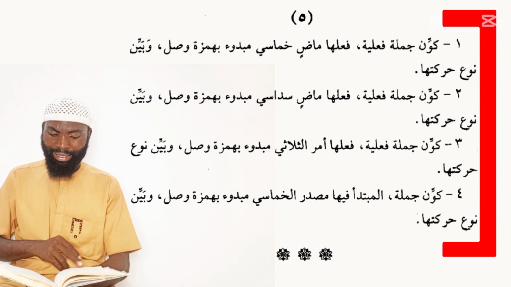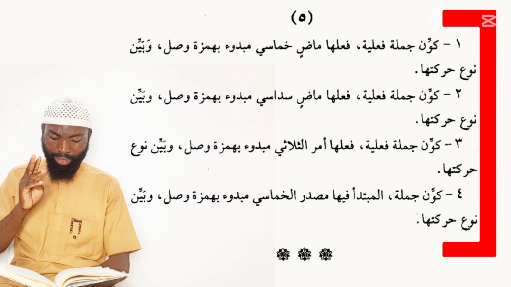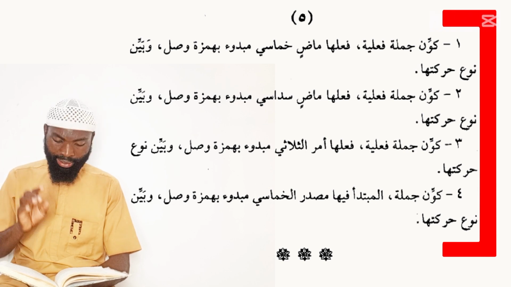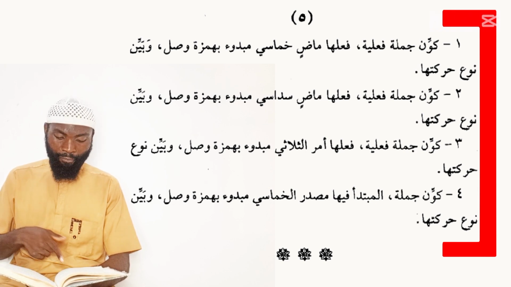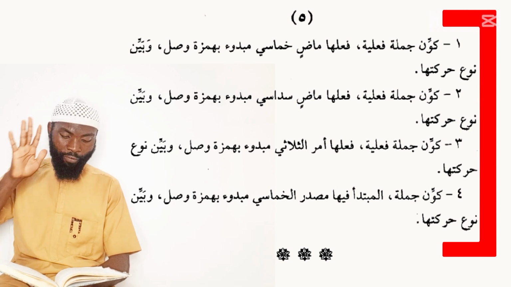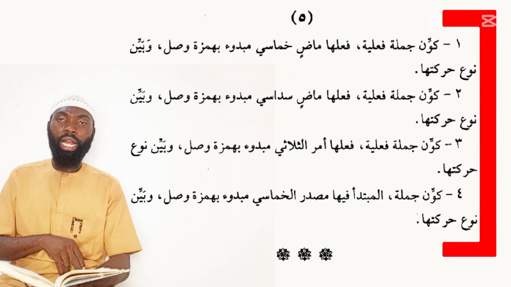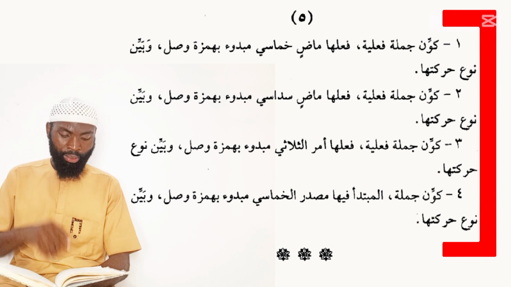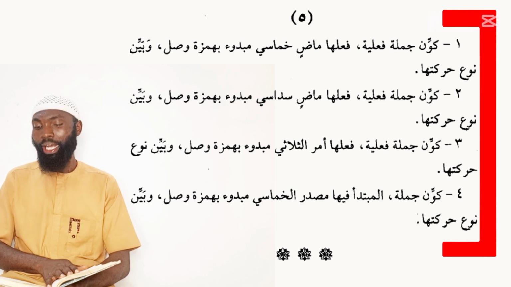Lastly, kawwin jumlatan ismiyya. Form a sentence having a mubtada fiha masdar al-khumasi. The mubtada should be the verbal noun of a 5-letter verb mabdu'un bi hamzatul wasl, beginning with hamzatul wasl, and explain the harakat that are in them.